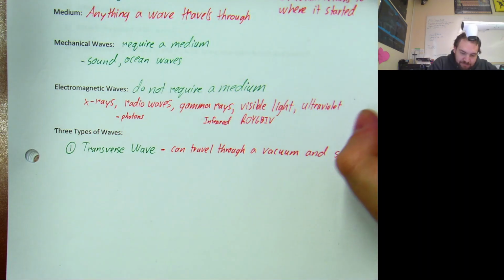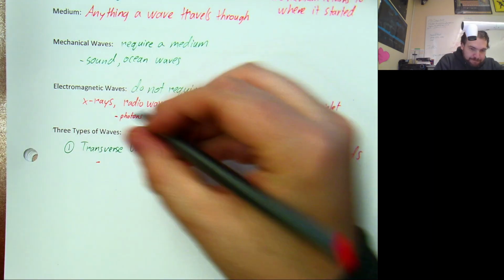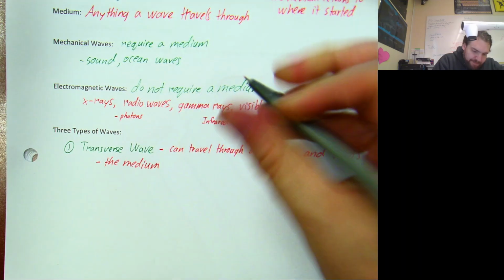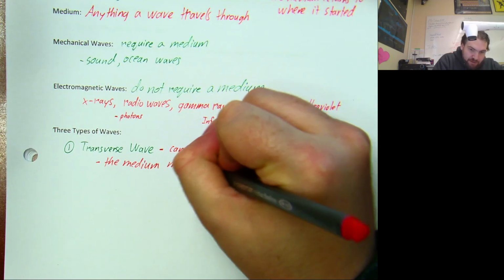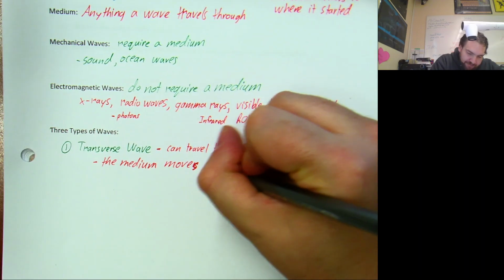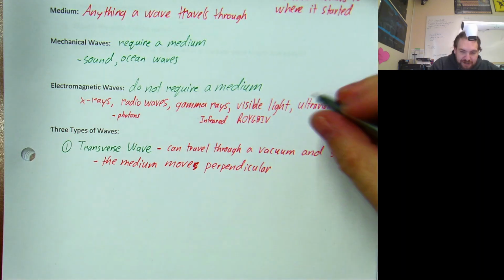And solids. That's it. So it can either travel through nothing or it can travel through solids. It cannot travel through liquids or gases. And what happens in a transverse wave is this: the medium moves perpendicular to the wave direction.